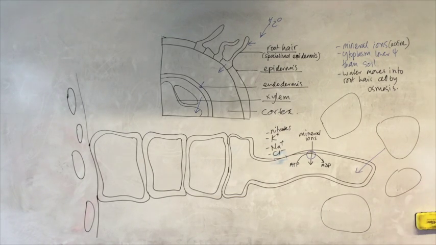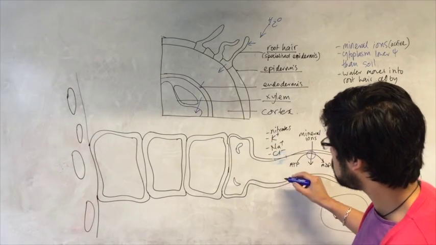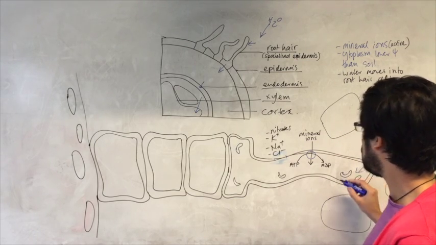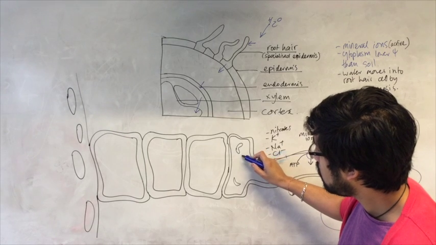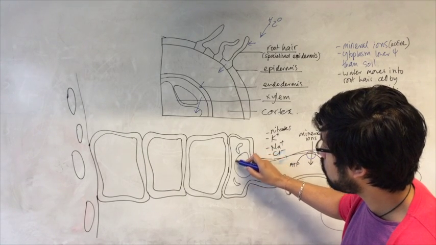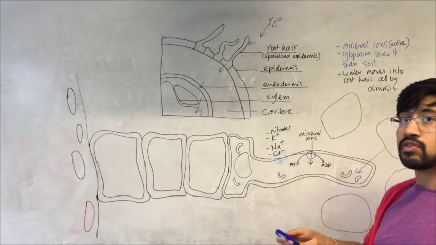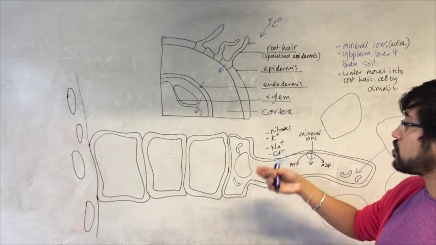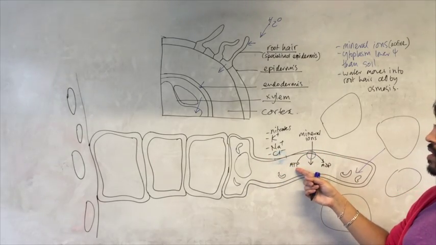Right, now this is an active process. So you can imagine, your root hair cells will have to have lots of mitochondria in there to supply enough ATP. Root hair cells also have a high amount of stored starch. Remember, the starch is going to be broken down to provide glucose for cellular respiration to happen, to provide enough ATP.